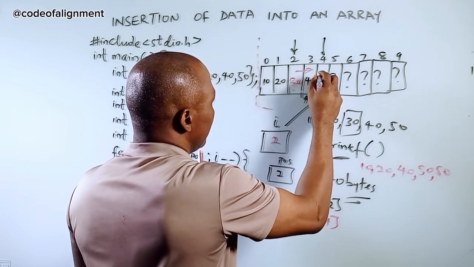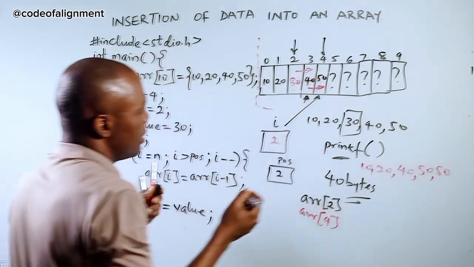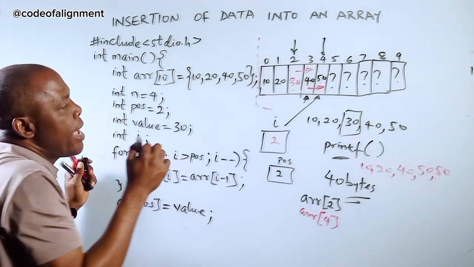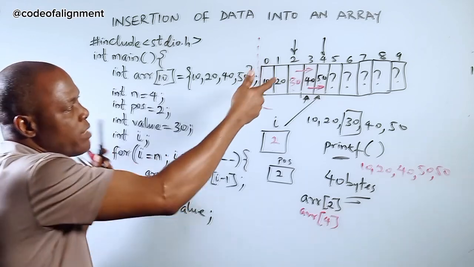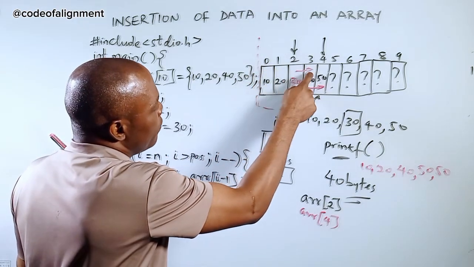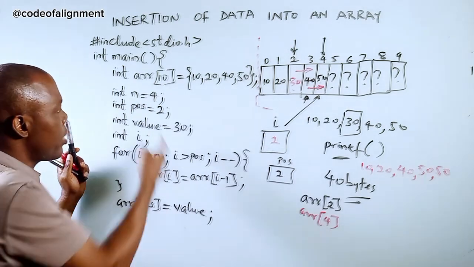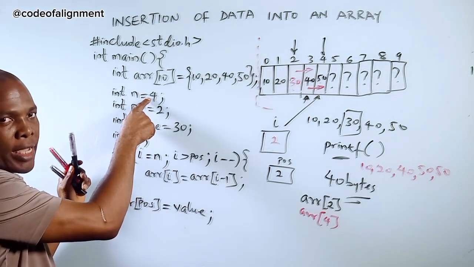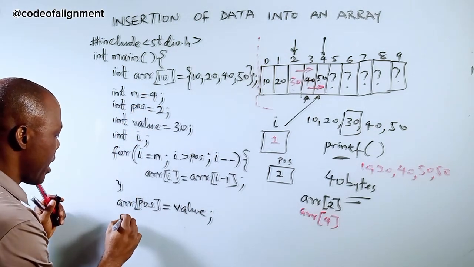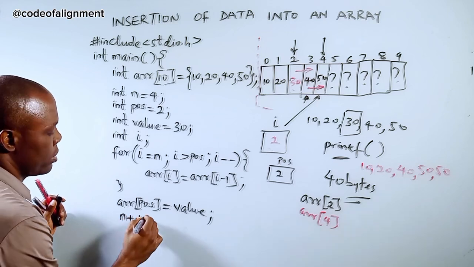Here is what? 50. Right? Now, how many elements do I now have inside my array? 1, 2, 3, 4, 5. No longer 4. So I have to increment this n by doing n plus plus.